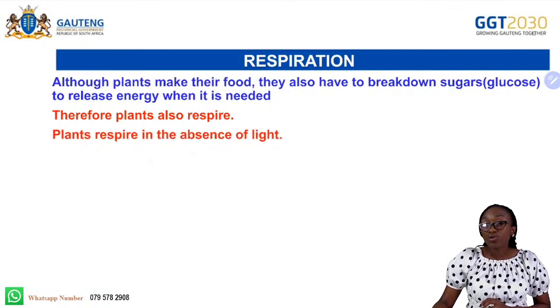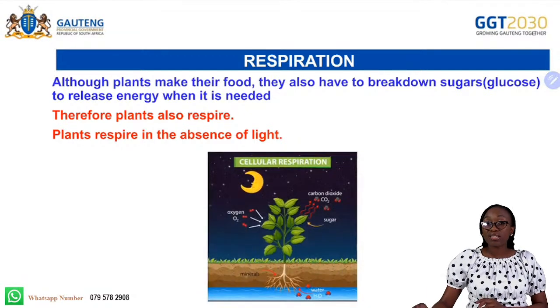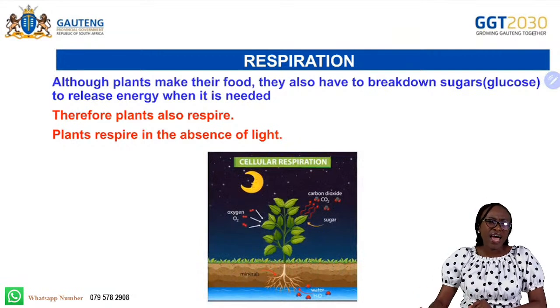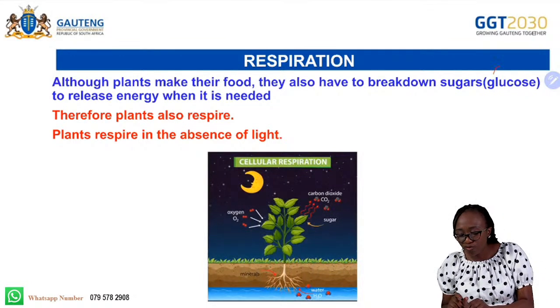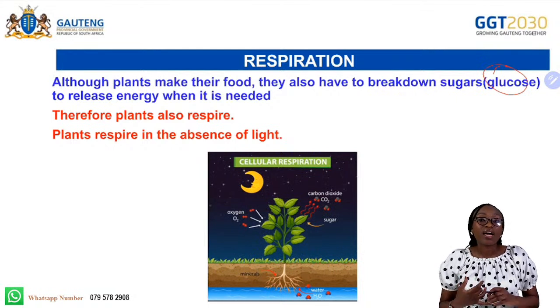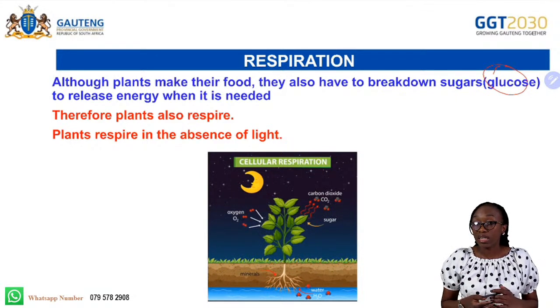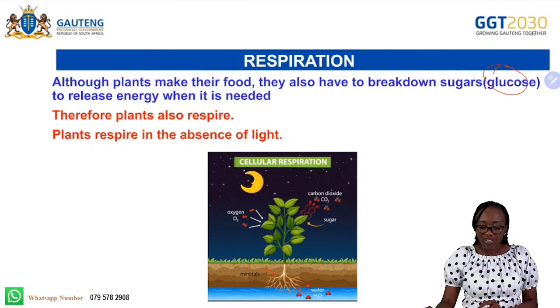And when do they do this? They respire in the absence of light. Some may say in the dark, or some may say at night. Plants also go through respiration because they need the energy from the glucose that they produce, for whenever they need to perform different life processes.